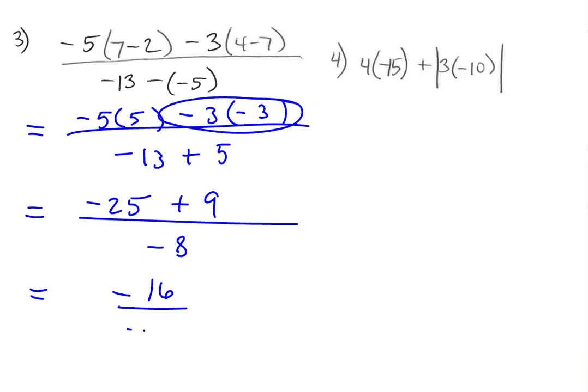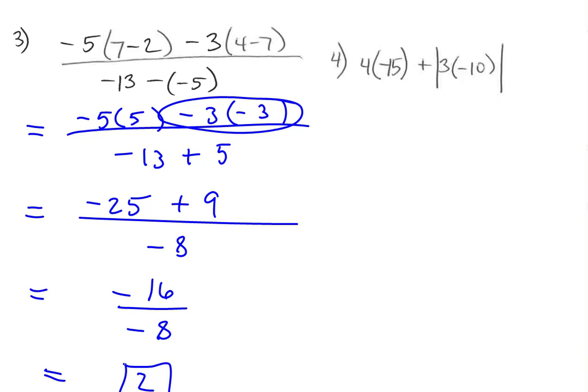And then down below we have a negative 8. Of course, now negative 16 over negative 8 is positive 2. And that's where we can finish. So as you can see, doing a fraction problem involves maybe a little more thinking and separating of steps, but it's all the same thing, all the same order of operations. Let's move on to a fourth example.